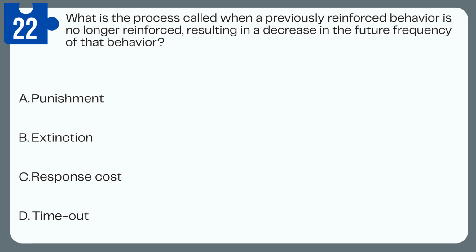Question 22. What is the process called when a previously reinforced behavior is no longer reinforced, resulting in a decrease in the future frequency of that behavior? A. Punishment. B. Extinction. C. Response cost. D. Timeout.